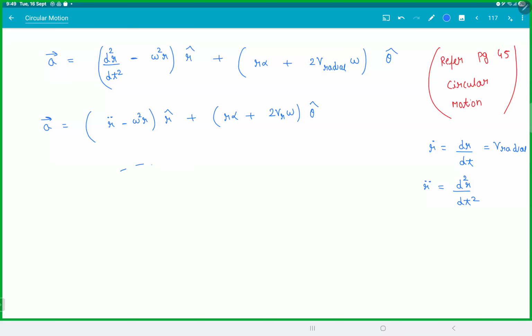Hope you remember what is r cap and theta cap. In case you don't remember, I'll just brief that also. So r cap is the direction away from the center. Theta cap is the direction which is tangential. Polar coordinates basically. You can note down that formula. We will need that.